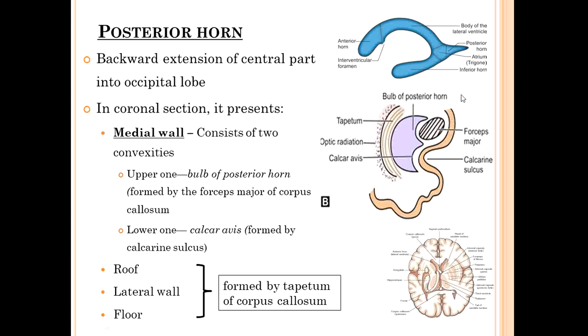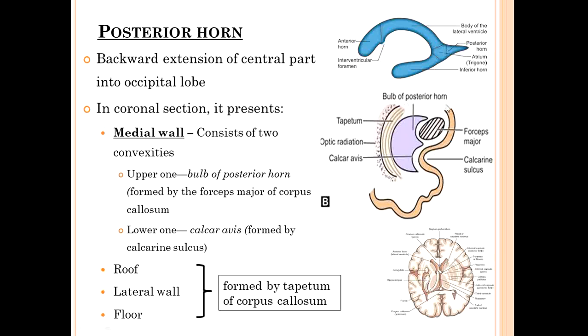Now the medial wall consists of 2 parts, an upper part and a lower part. The upper part is known as the bulb of the posterior horn, which is formed by the forceps major of the corpus callosum. The lower one is formed by the calcar avis, which is formed by the calcarine sulcus. So here this is the calcar avis, and here is the bulb of the posterior horn. So this is the medial wall.